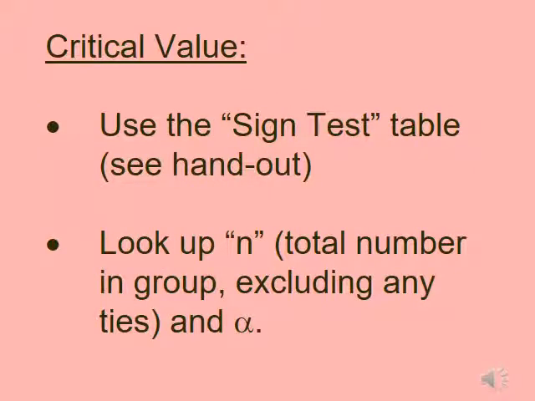To find a value to compare, I look in that table and look up the total number in my group excluding any ties. Now, when we go through some examples, that'll make a little bit more sense. But I have to have things that are either definitely in one group or definitely in the other. They can't be on the border. That's the n that I'll use in the table. You'll have some values of alpha across the top of that table. You go down and you find a critical value, a number we're going to compare.